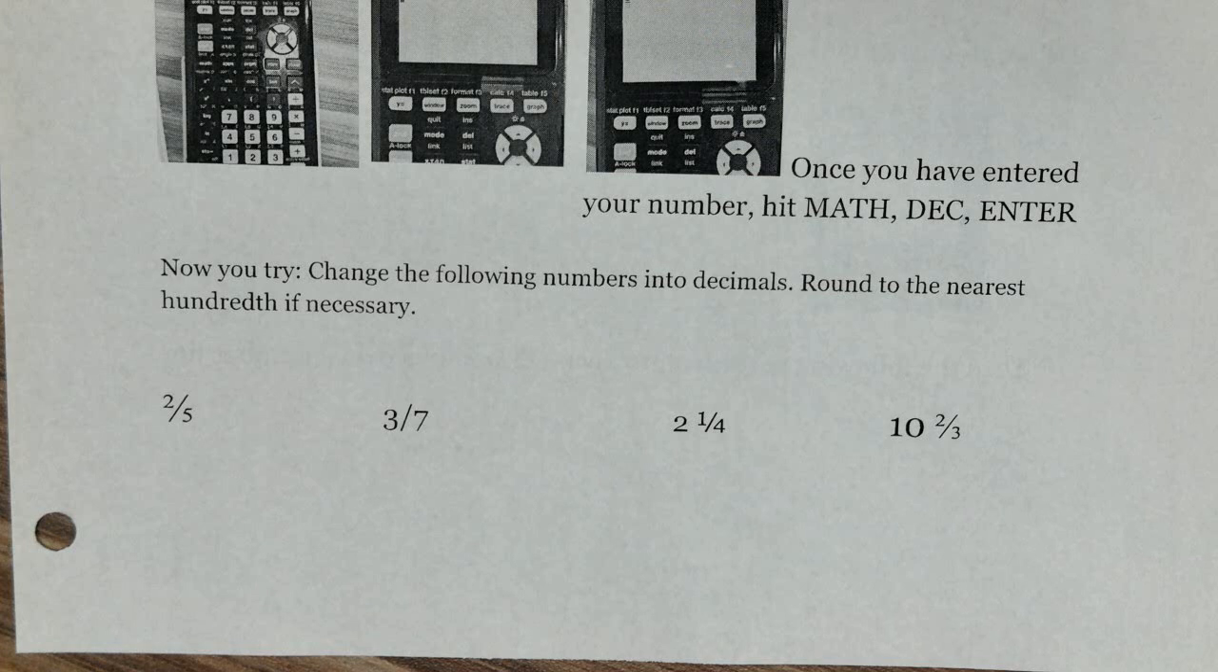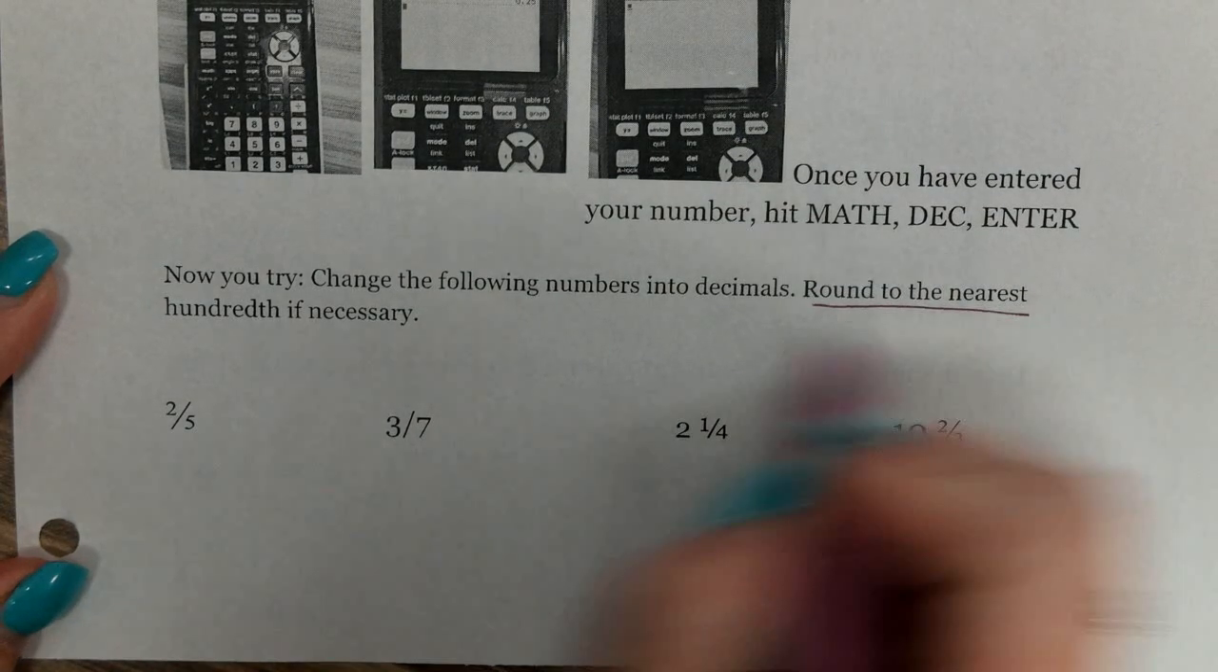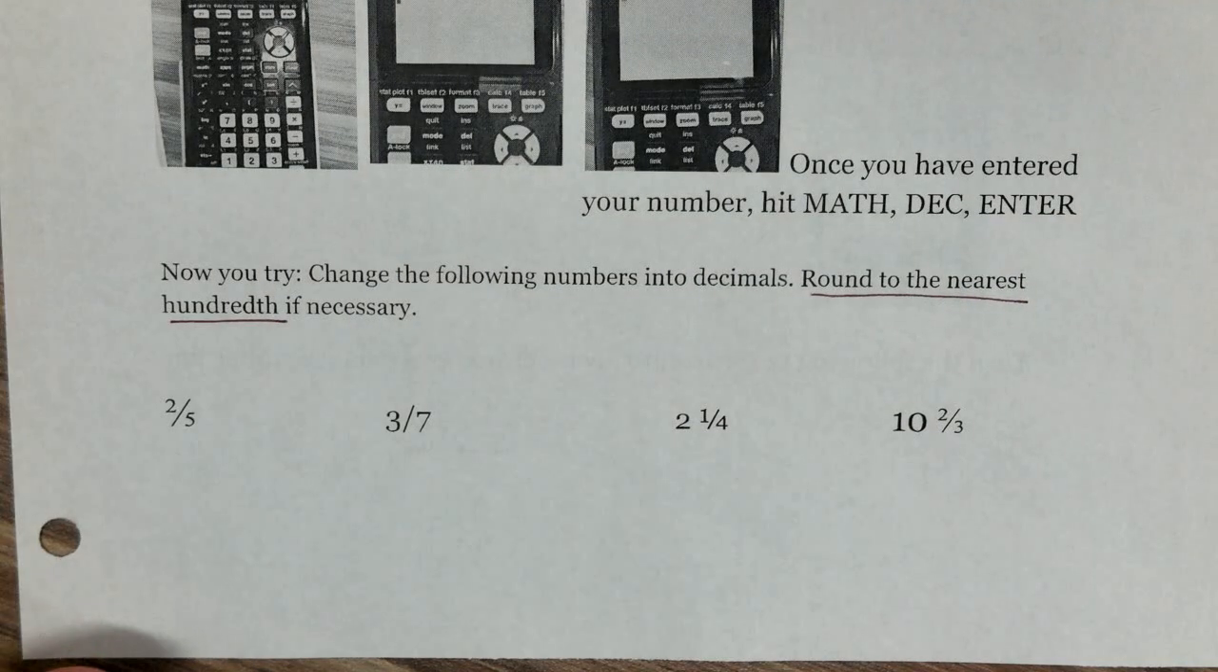Now, some of them are really long. So what does it say? If you need to round to the nearest hundredth, y'all remember your place values. We'll go over it, okay? So right here, if I have 2.3145, what place value is this?